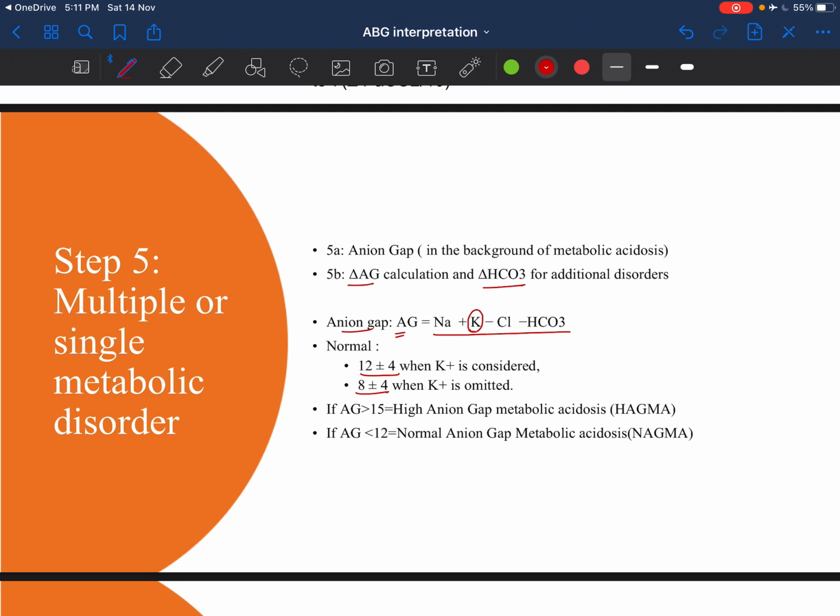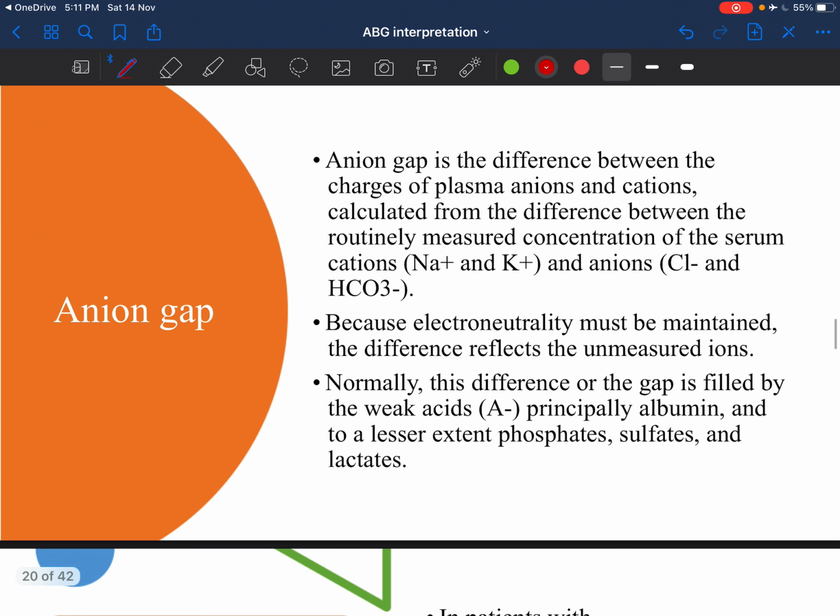And if the anion gap that you have calculated is more than 15, then there is high anion gap metabolic acidosis. If it is less than 12, then it is normal anion gap metabolic acidosis. This is when you add your potassium to your anion gap calculations. So basically, what is anion gap? It's the difference between your cations and anions, or anions and cations if you want to be very specific. Okay. So routinely measured concentration of cations are your sodium and potassium. Anions are chloride and bicarbonate.